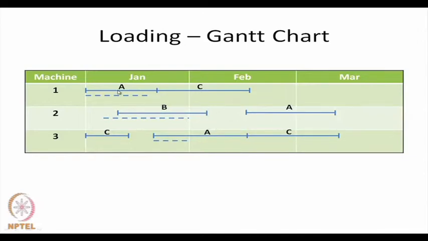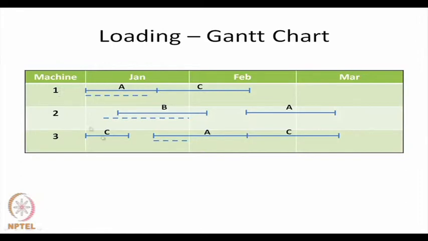You can see that after the work on A in machine 1 is complete, the work for A can start in machine 3, and after the work on machine 3 is complete, work on A can start in machine 2 only after that. That is why this line and this line are vertically aligned, and the end point of this and the starting point of this are also vertically aligned. In a similar fashion, order C work completes in machine 1 somewhere here in February, and only after that the operation on machine 3 for order C can start.